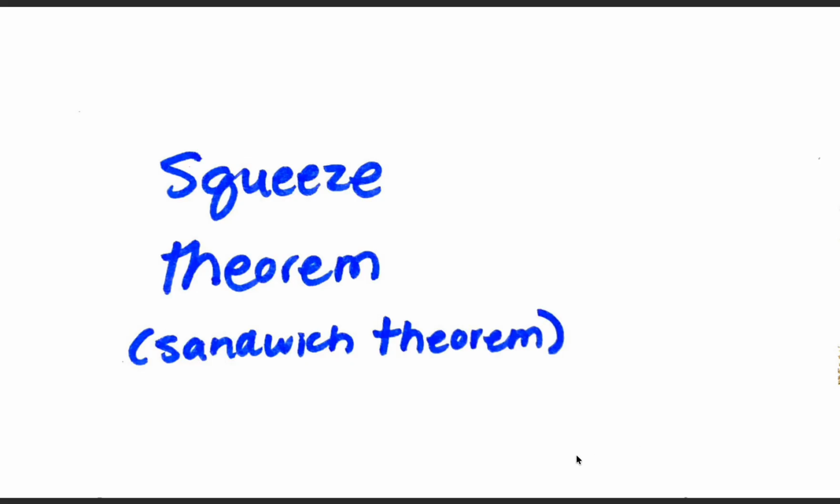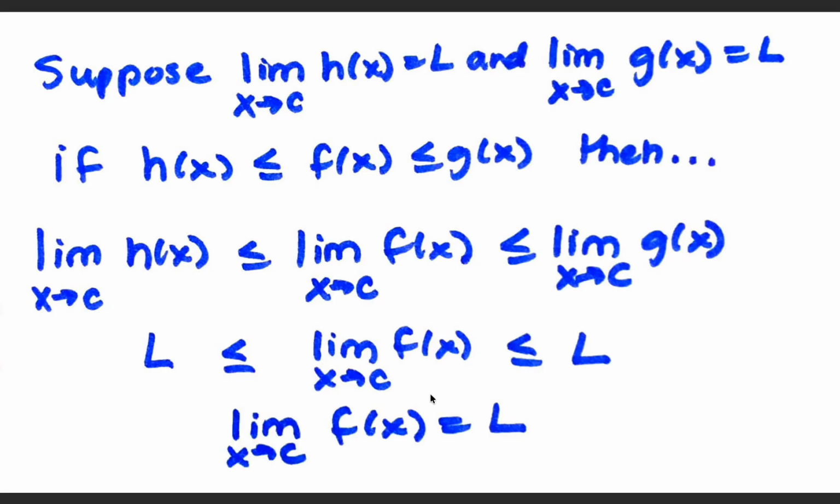This is also called the sandwich theorem if it helps you to remember. What it actually says is, suppose the limit as x approaching c of h of x is equal to L and the limit as x approaching c of g of x is equal to L. So both of these limit functions are approaching the same number. And if f of x is in between the closed interval of h of x and g of x, then we can say that the limit as x approaches c of f of x is in between the closed interval of the limit as x approaches c of h of x and the limit as x approaches c of g of x.